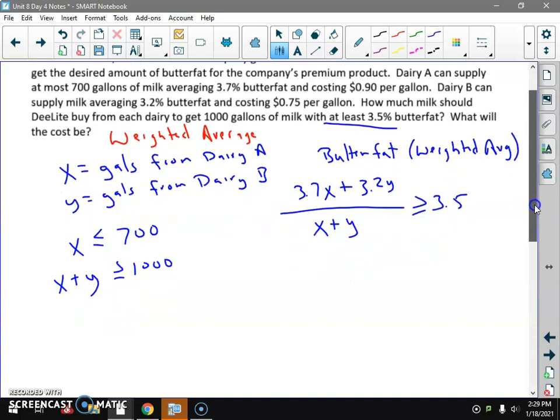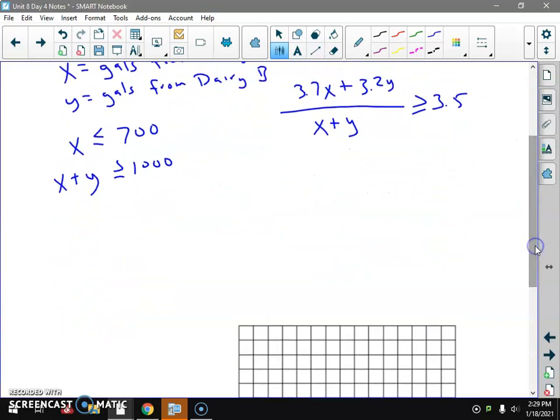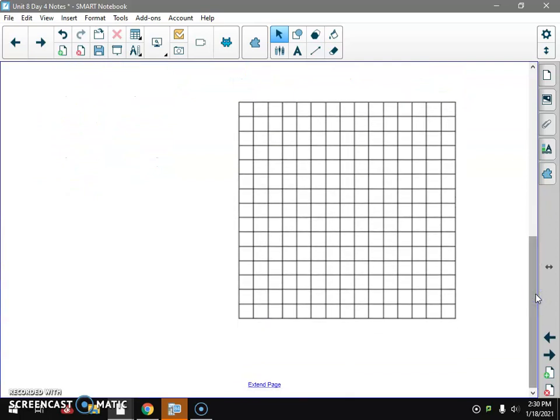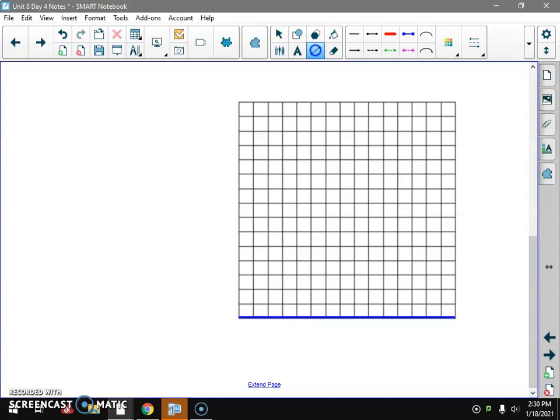Now we're going to get ready to graph these three. I'll graph the 700 in red, the X plus Y in green, and we'll do the weighted average in blue, but we're going to have some work to do. And that is we're going to have to solve that system. So first of all, let's label our scale. Here's X, here's Y, dairy B, dairy A.